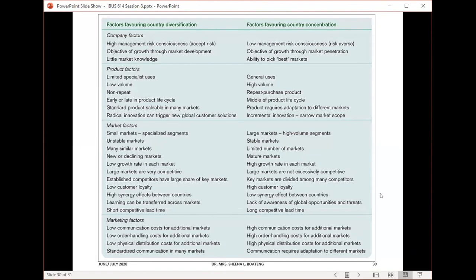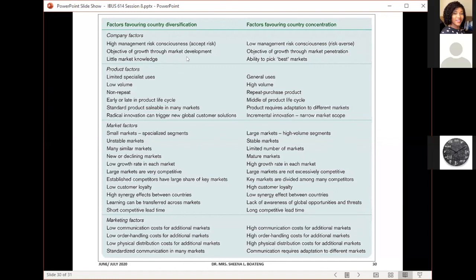So in a nutshell, these are the various factors that you can consider, which will favor either a diversification strategy or a concentration strategy when you are deciding on how to enter a market. And they can be considered with regard to four main segments. The first segment being the company factors. And the nature of the factors in your company will determine whether or not you go for a diversification approach or a concentration approach. So for instance, if your company has high management risk consciousness, meaning that they are not averse to risk, you can decide to go for a diversification approach.